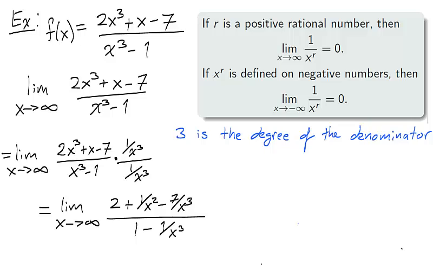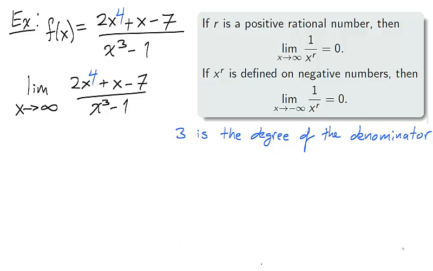Distributing 1 over x cubed in the numerator and 1 over x cubed in the denominator gives us an expression where we can take the limit as x approaches infinity. As x approaches infinity, the expression circled in red will approach 0. So when we take the limit as x approaches infinity, we find that the limit is 2. Notice that the degree of the polynomials were the same, so the limit is the ratio of the leading coefficients, 2 over 1.